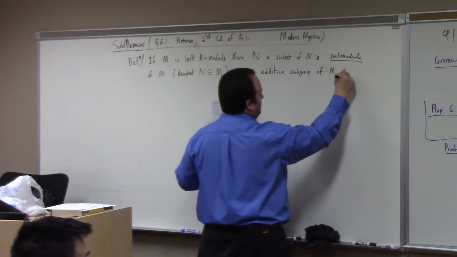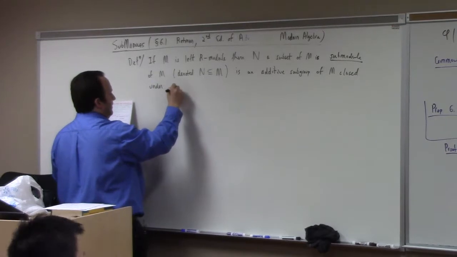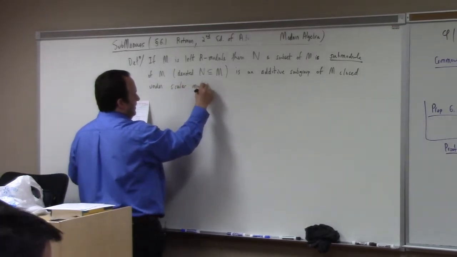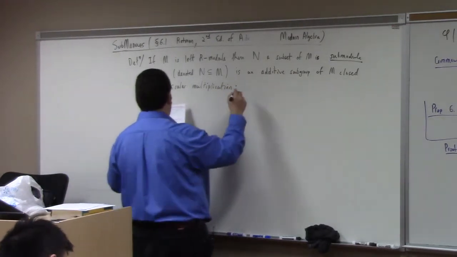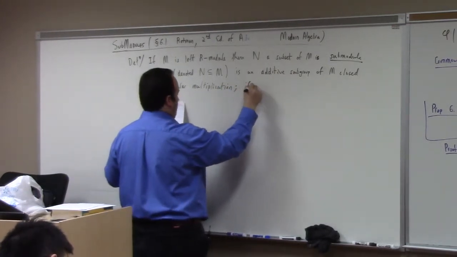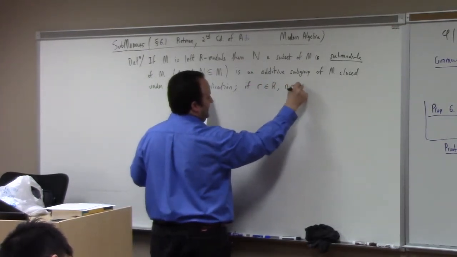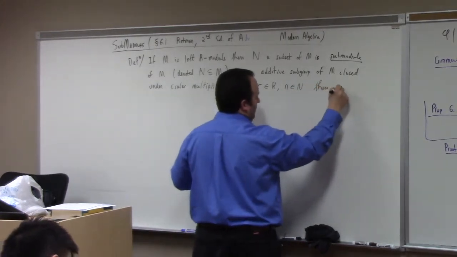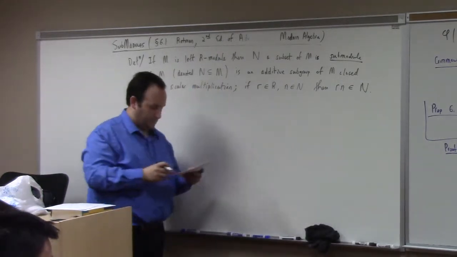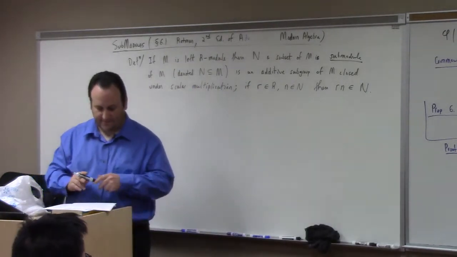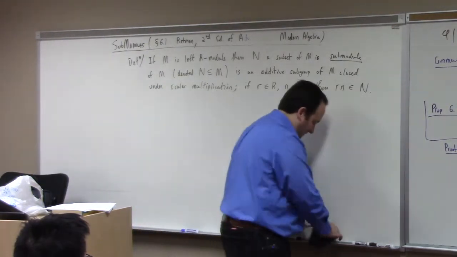M closed under scalar multiplication. And so what does that mean? That means that if r is in R and n is in N, then rn is in N again. And then he has a list of grievances. No, I mean examples. Let's see here. About 10 examples. No, nine examples.